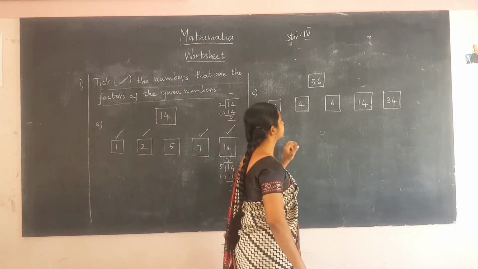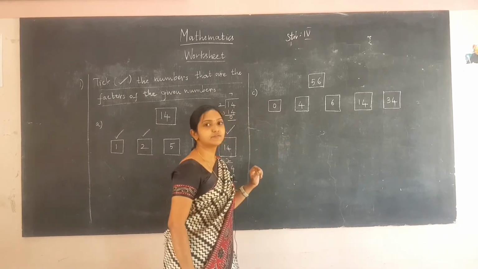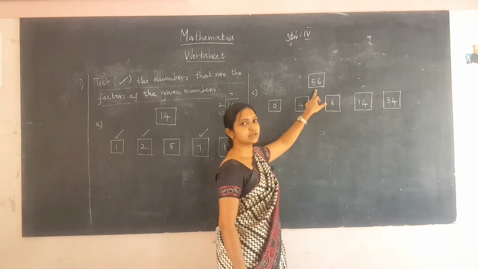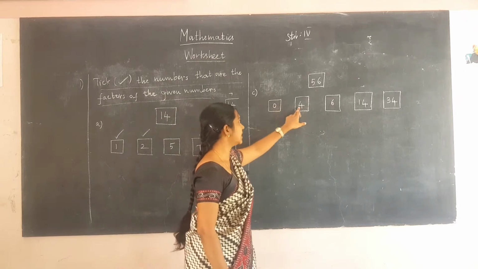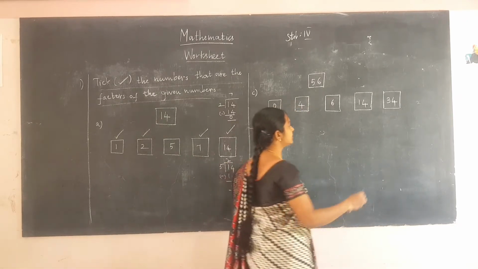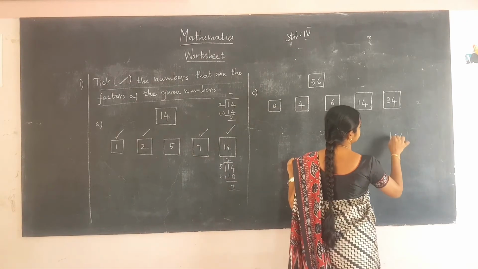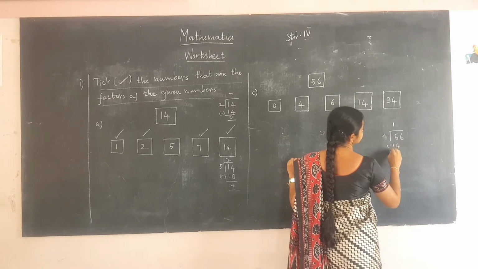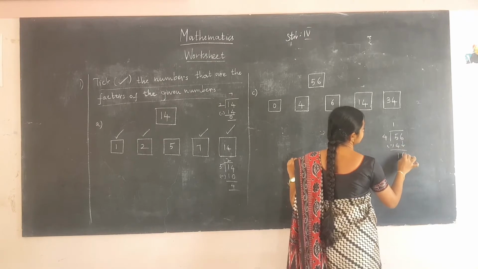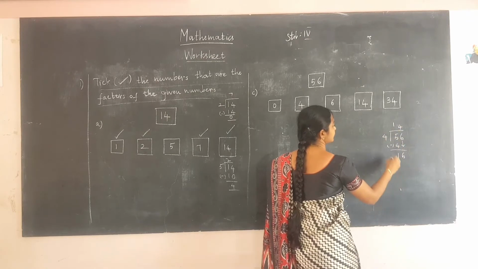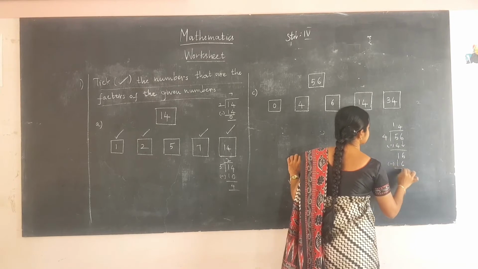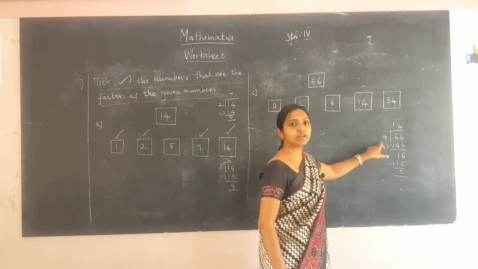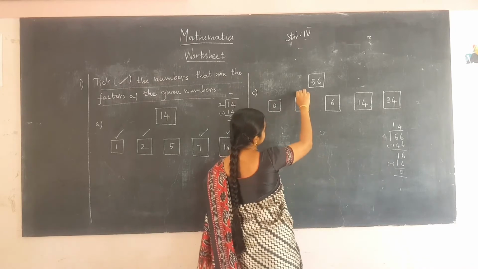Next, the number is 56. 0 is not a factor of 56. Next, we have 4. Let us divide 56 by 4. 1 4 is 4. 5 minus 4 is 1. Bring down the 6. 4 into 4 is 16. 16 minus 16 is 0. So 56 is divided by 4 exactly. So 4 is a factor.